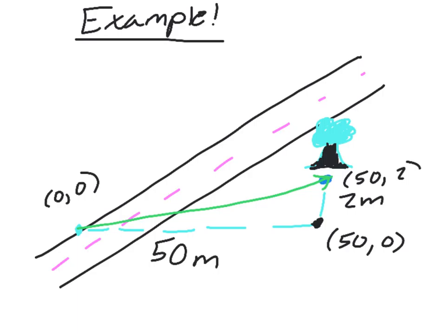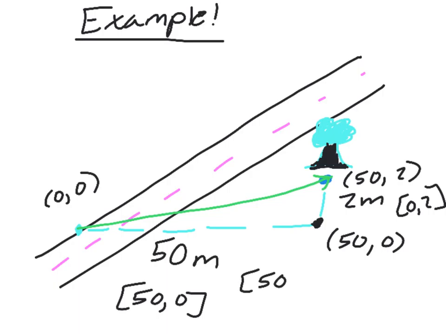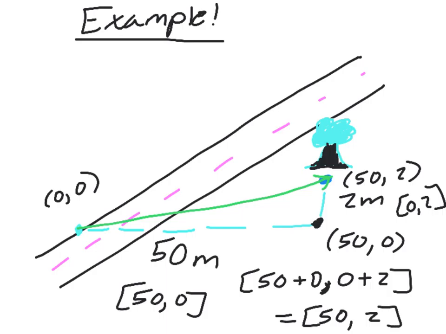So this original 50 meters, the equation for that in vector form will be 50, 0, and the 2 meters will be 0, 2. So now we need to add these two vectors together in order to get our green vector. So we add the x components, so 50 plus 0, and then 0 plus 2, and we get 50, 2, and that is the equation of our green vector.